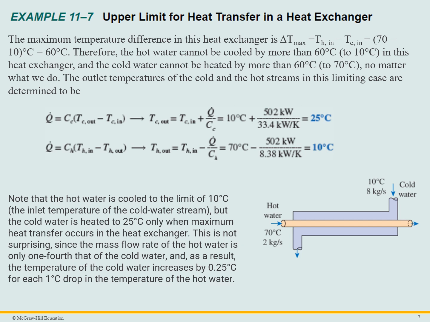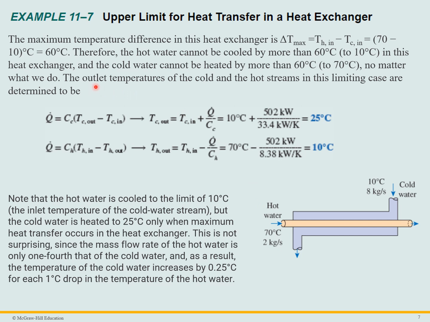So the maximum temperature difference in this heat exchanger, delta T max, is equal to T_H,in minus T_C,in, or 70 minus 10, which is 60 degrees C. So that's important to look at this and think about it. So here, where do you get the 60 at? Well, if the hot water comes in at 70 degrees C and goes through and as it gets cooled, it can't get any cooler than 10 degrees C. And also, as the cold water comes in this side and gains heat, it can't get any warmer than 70 degrees C. So that's an important factor to remember.